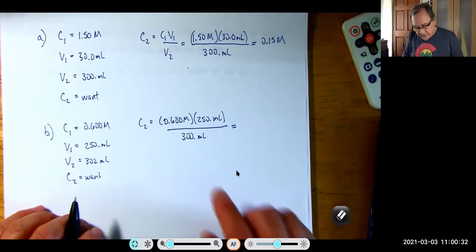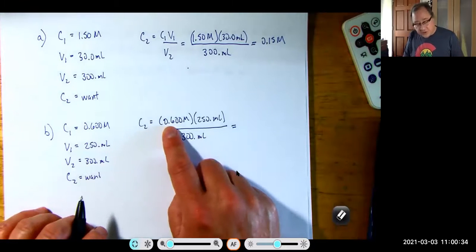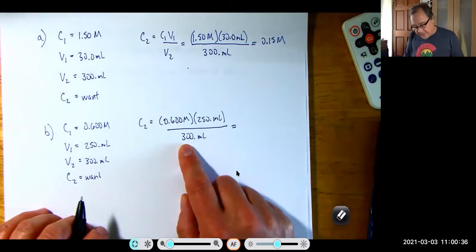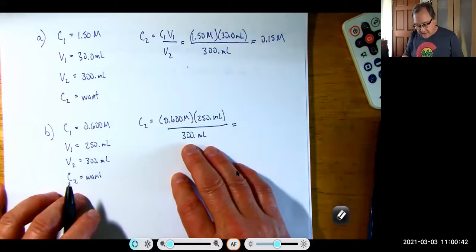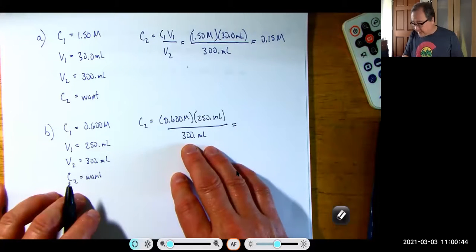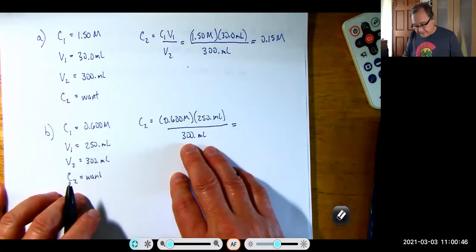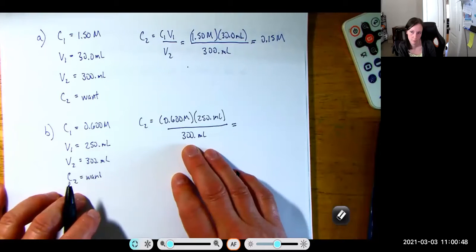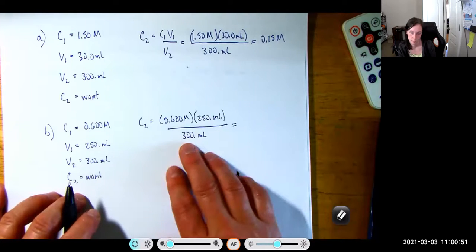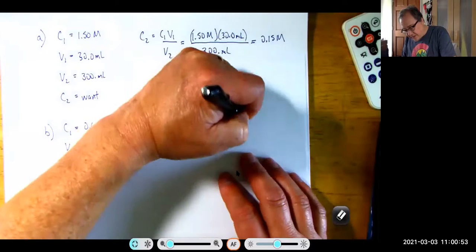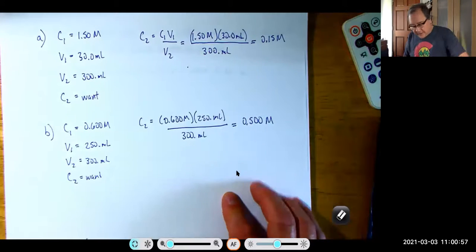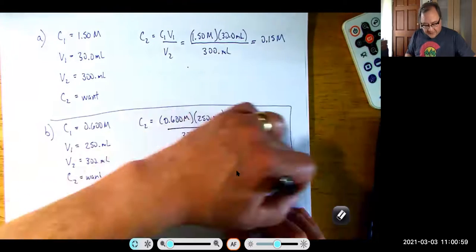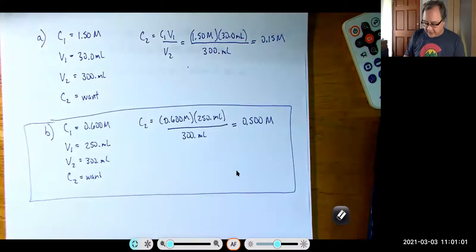Now, 6 will go into itself one time, 6 will go into 300 5 times, right? But really that's not 5, I guess that is 500 milliliters. And then 250 over 500 is 0.5. So here I get 0.500 molar solution. So I'm going to have to go with B for my diluting because I get the right concentration.